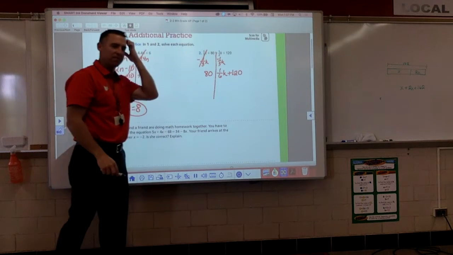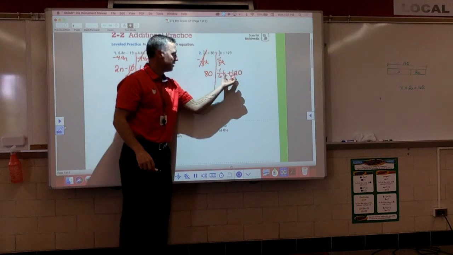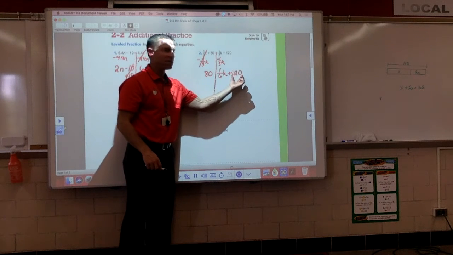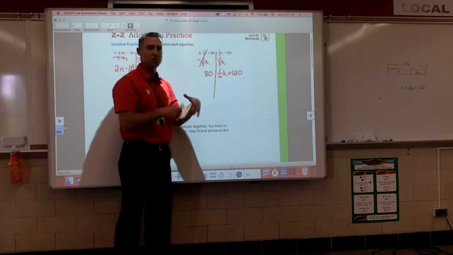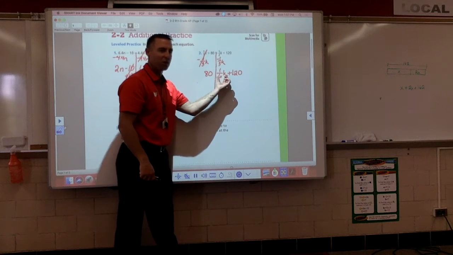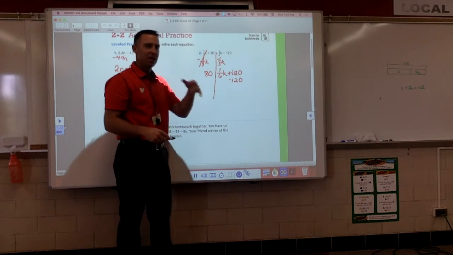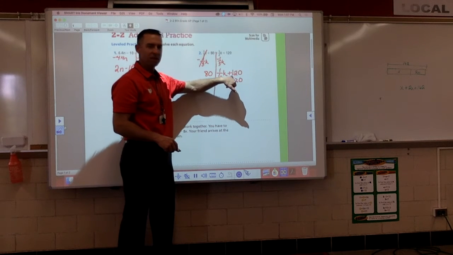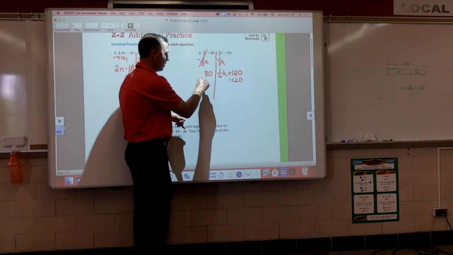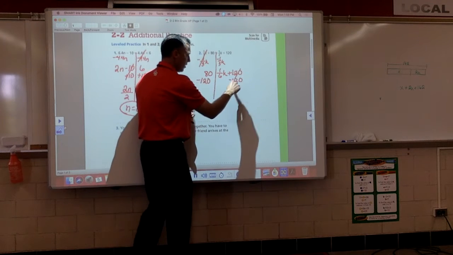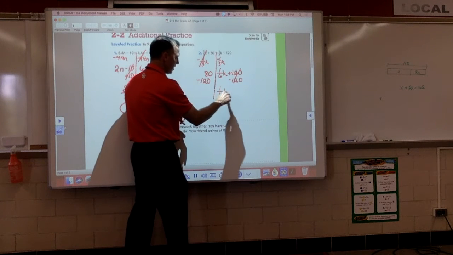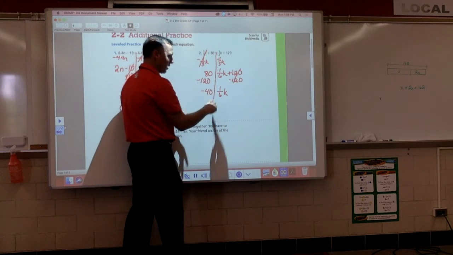Plus 120. Once again, variable term along with the constant term. We got to get those away from each other. Isolate the variable term, which means get rid of the constant term from that side. Inverse operations, opposite of adding 120, subtract 120. Now we're left with 1/6k equal to a negative 40.